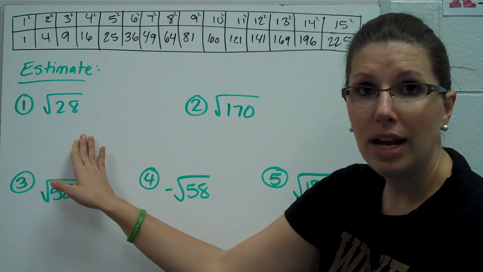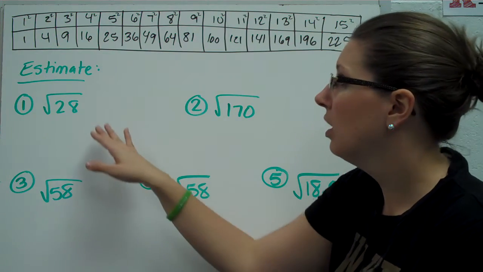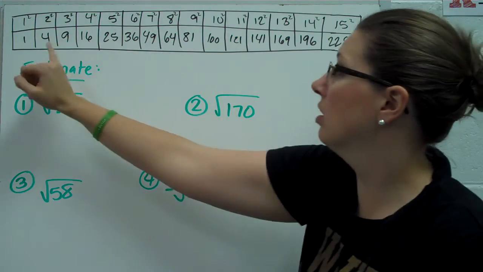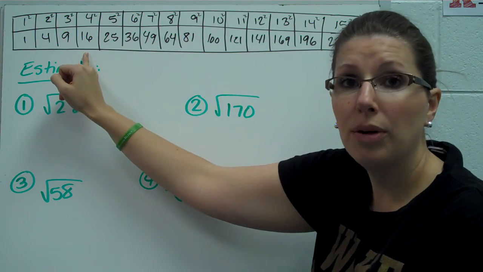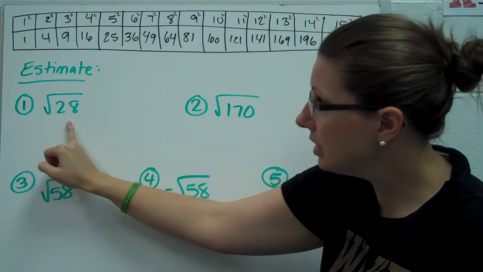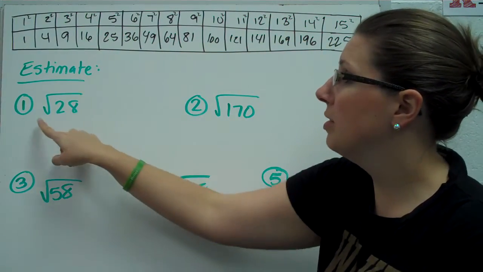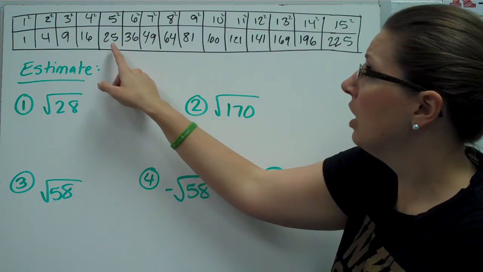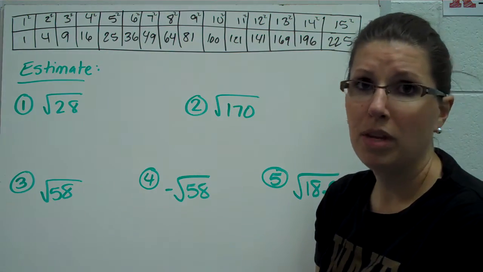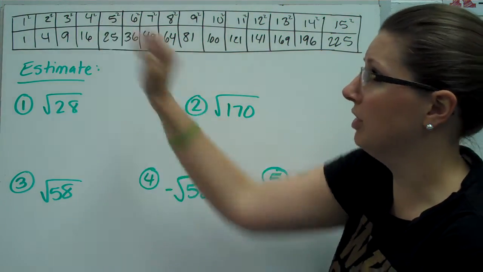When we estimate a square root, we're going to locate the perfect square that is in our chart, and we're going to locate where this square root would fall. So the square root of 28 falls in between 25 and 36. So the square root of 28 would be 5 or 6.